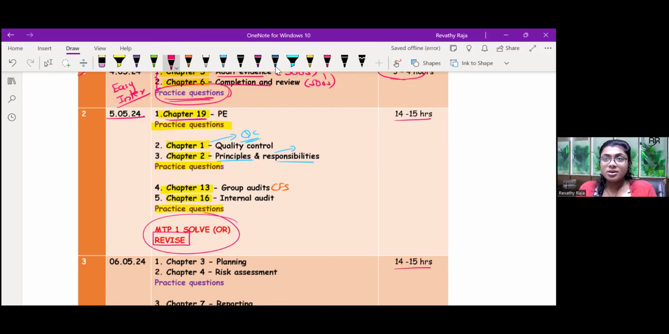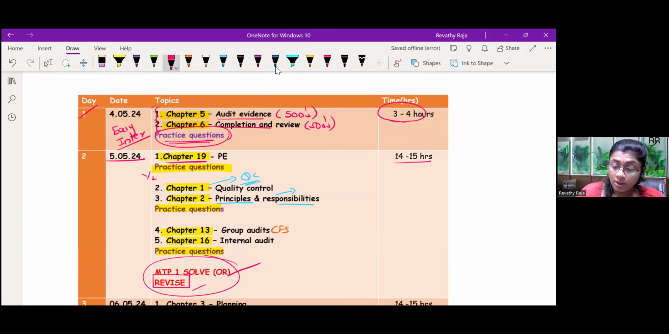In case you have already done the revision, then after chapter number 19, revise for half an hour, then you can solve MTP1. If you have already solved MTP1, then you can revise. Guys, revision is the key to solve the forgetting issue. So make a point that every day, once you finish, keep 1 hour away for revision. Revision of both the topics of 4th as well as the topics of 5th.